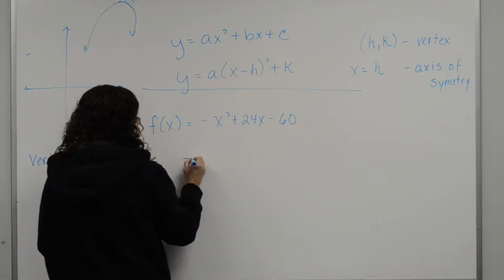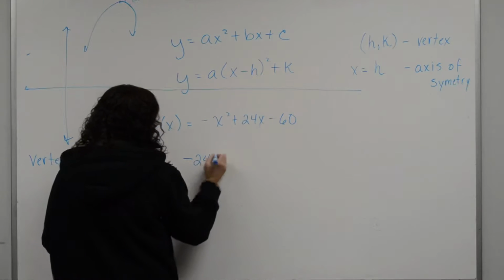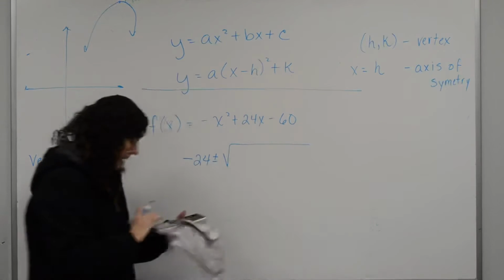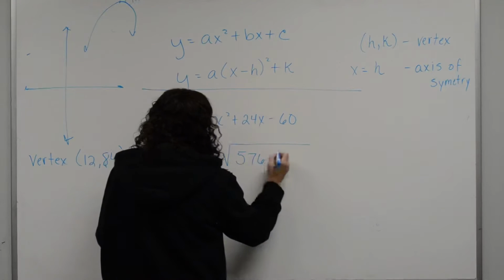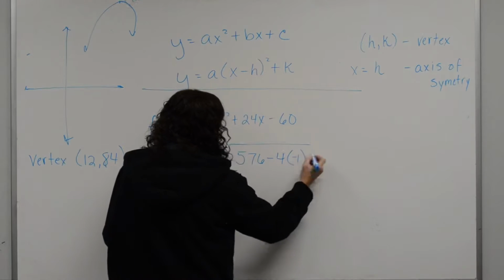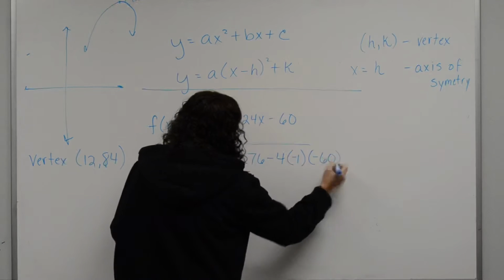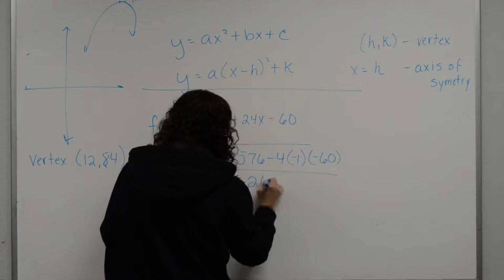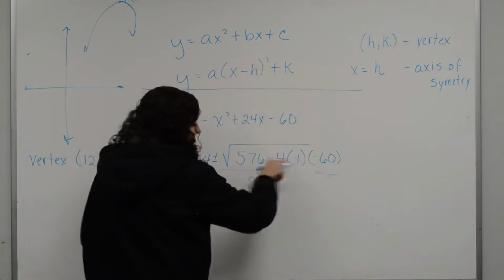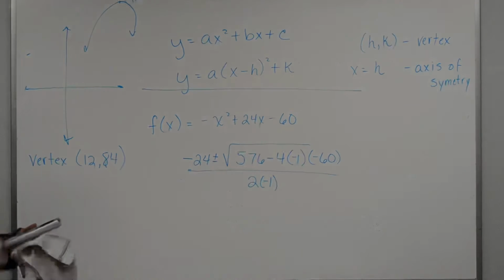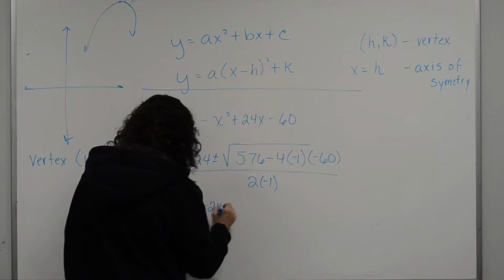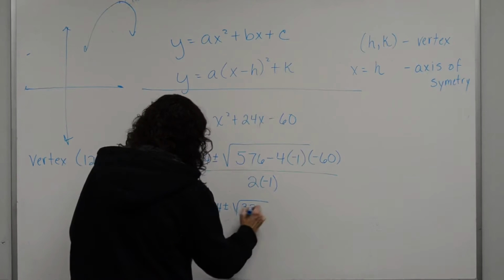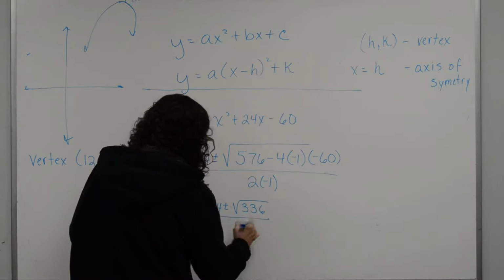And I've got negative 24 plus or minus the square root of, and I don't know what 24 squared is, 576 minus 4 times, this times a is negative 1 and c is negative 60, over 2 times negative 1. All right, that's going to give me a negative right there. So I'm going to end up with a negative 240, so I have 576 minus 240. So I've got negative 24 plus or minus the square root of 336 over negative 2.